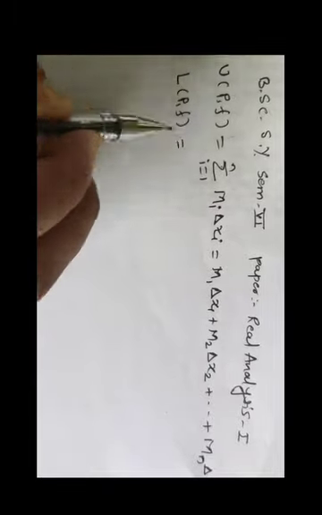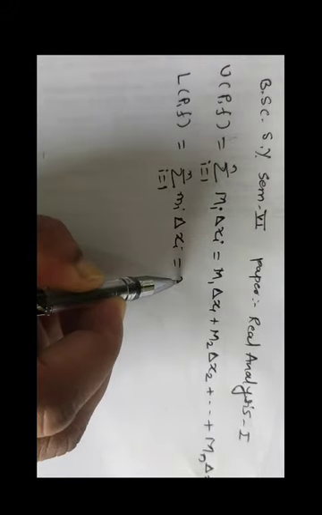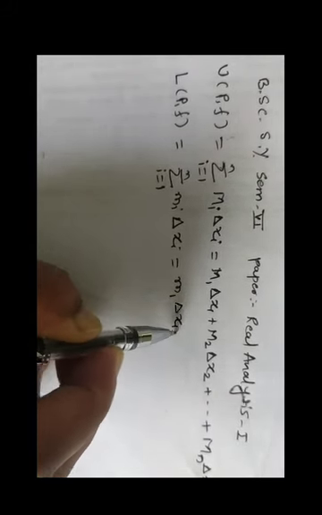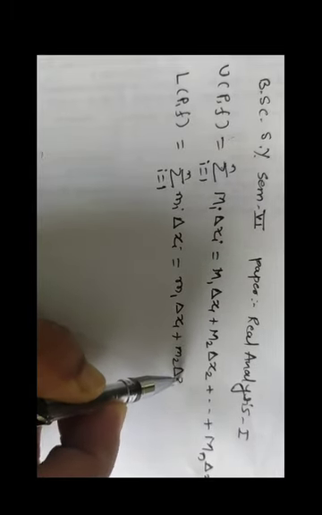Next is L(P,f), which can be defined as the summation, i runs from 1 to n, of small mi delta xi. This can be written as small m1 delta x1, then m2 delta x2, and so on, up to small mn delta xn. Here n is a suffix.